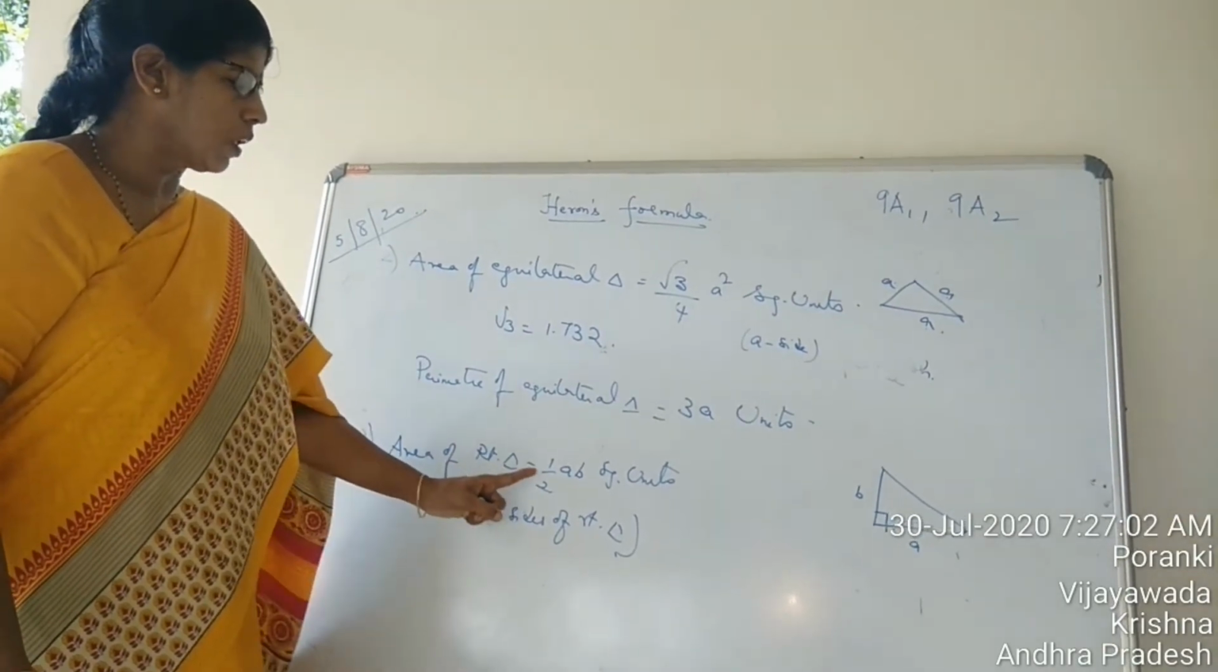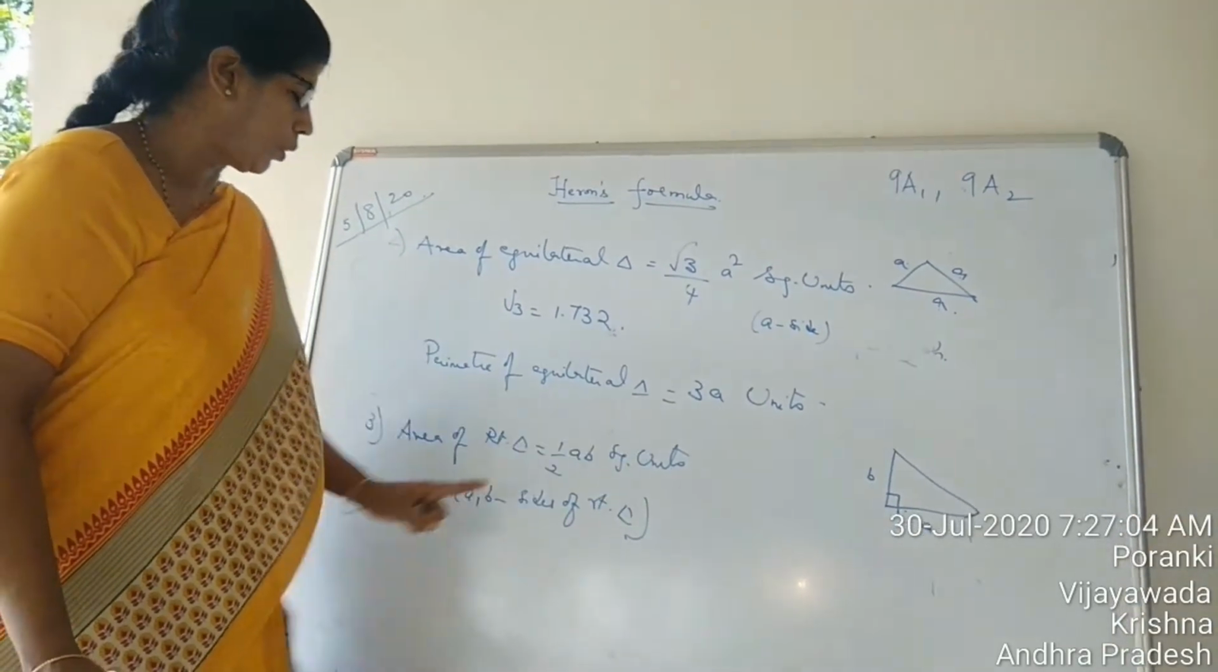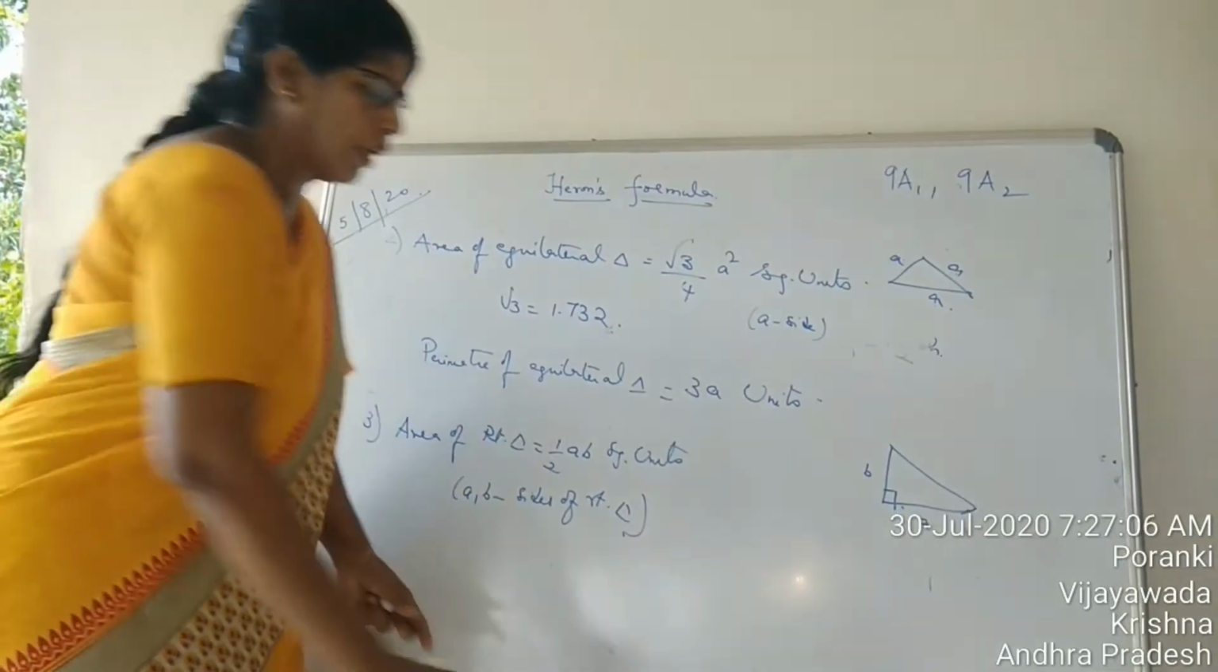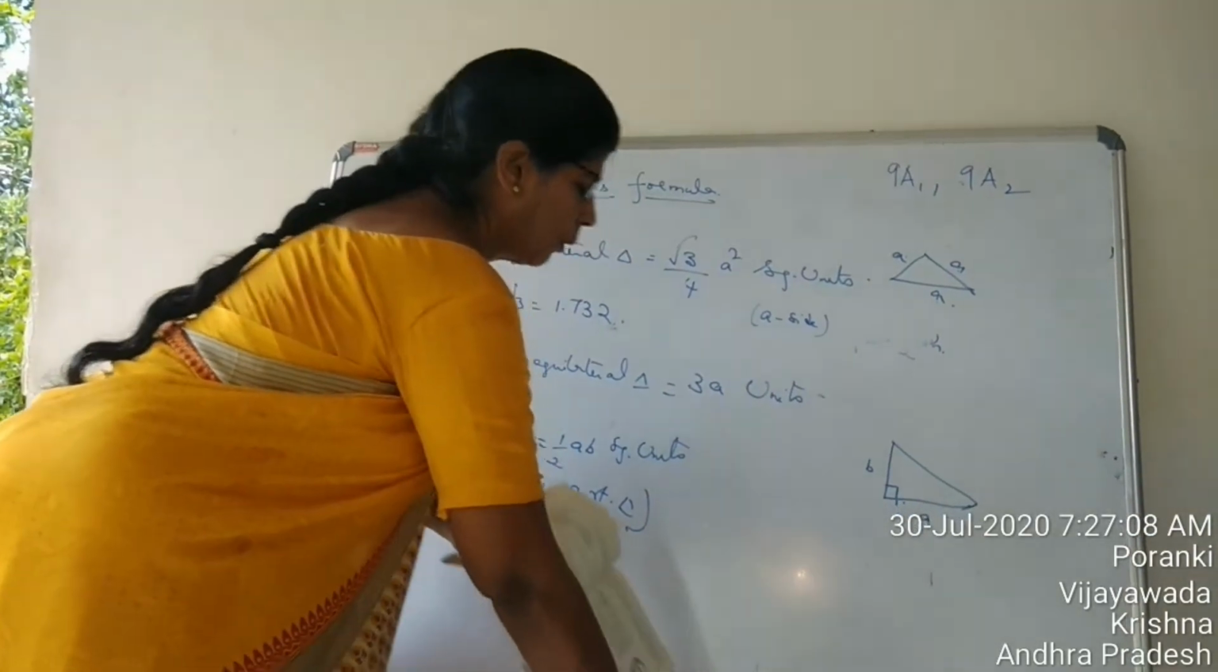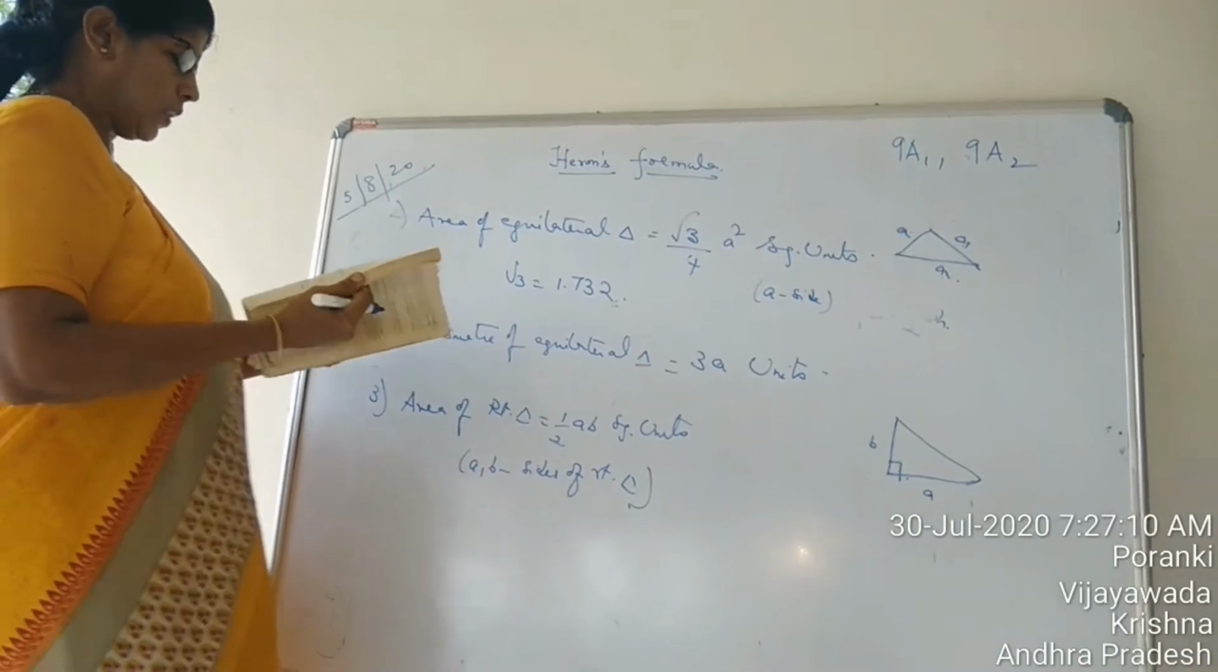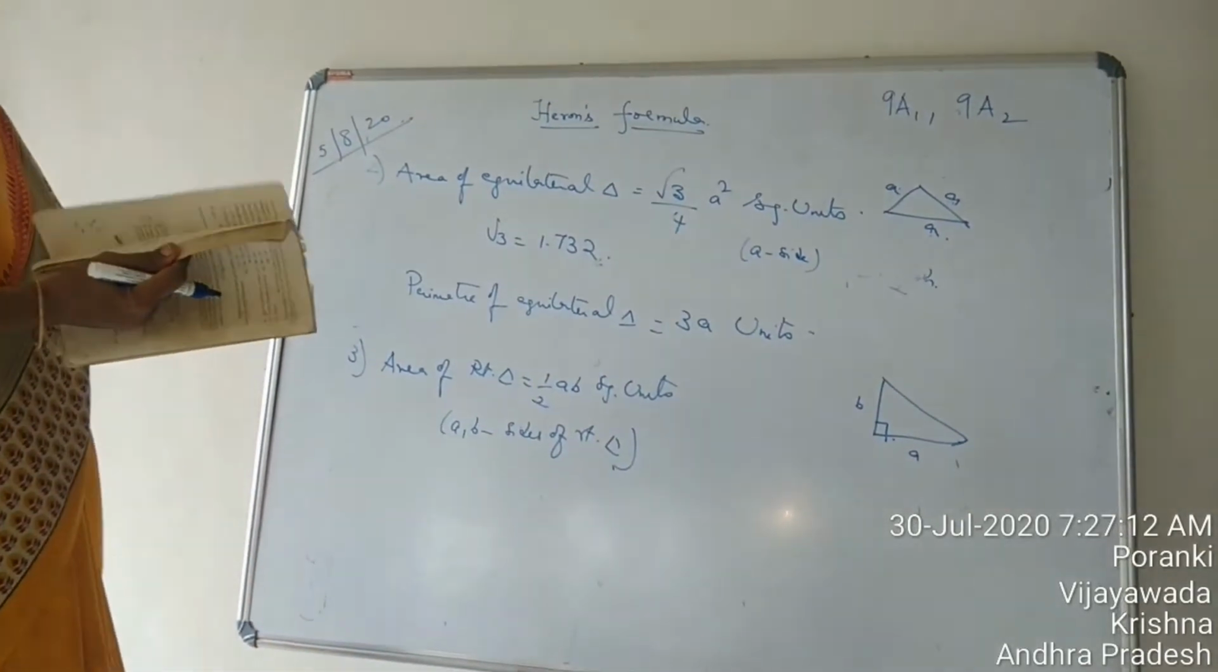Area of right triangle is equal to half AB square units, where A and B are the sides of the right triangle. Learn the three formulas, children.